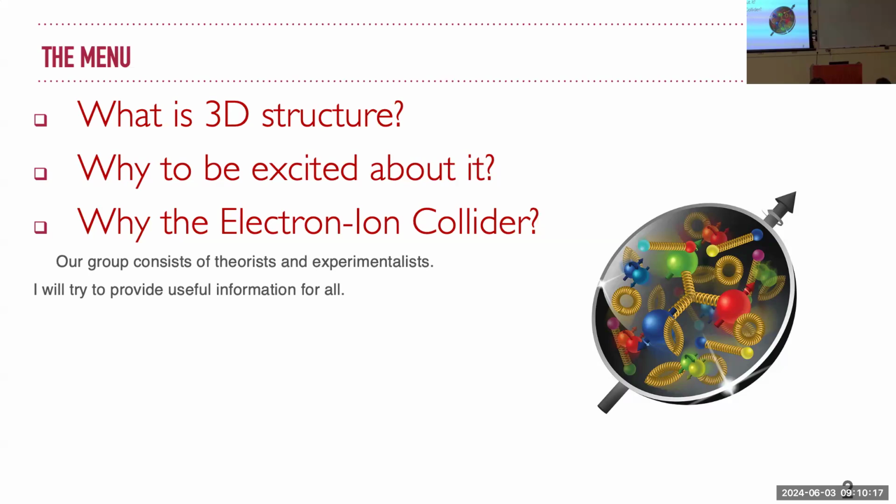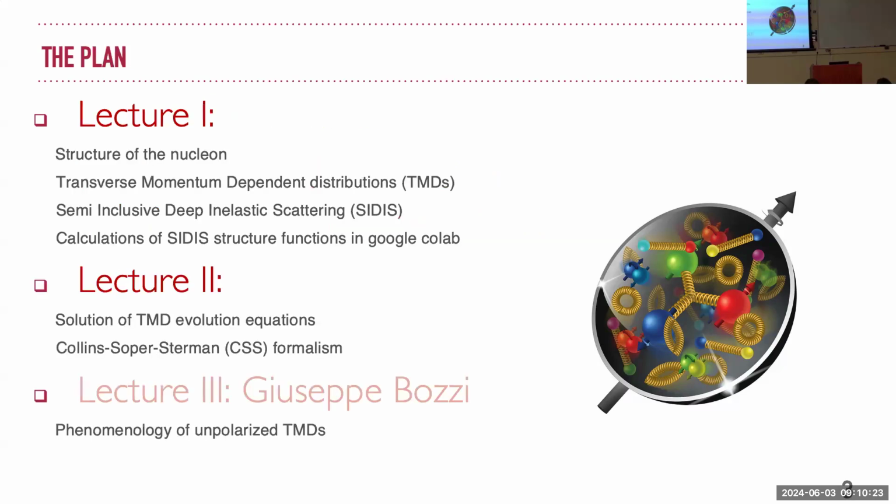But I will start with the first one: what is the 3D structure? Here are my lectures, lecture number 1, lecture number 2, the plan. Let's see how much we can go through. In lecture number 1, I'll talk about the structure of the nucleon. I'll introduce the so-called transverse momentum dependent distributions, TMDs. That's what I study and like. I'll tell you about semi-inclusive deep inelastic scattering, SIDIS. That's the process that the Electron-Ion Collider will be using to study transverse momentum distributions. And I'll show you calculations of SIDIS structure functions in Google Colab.